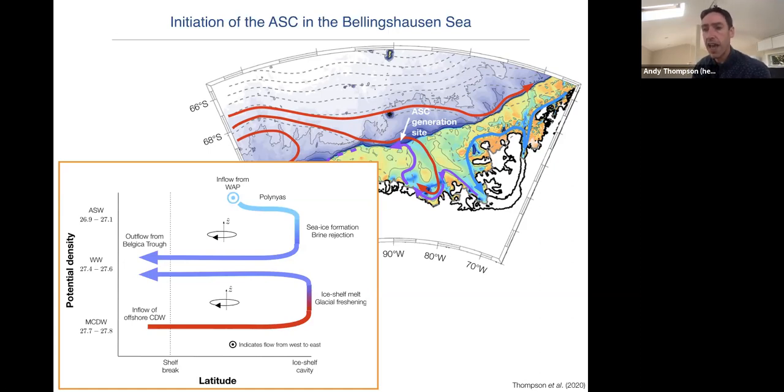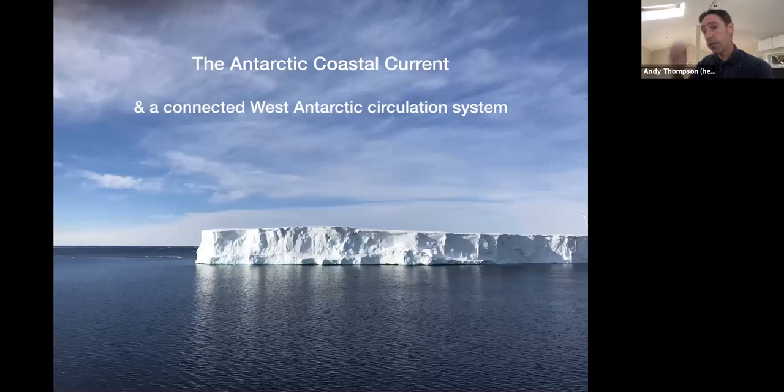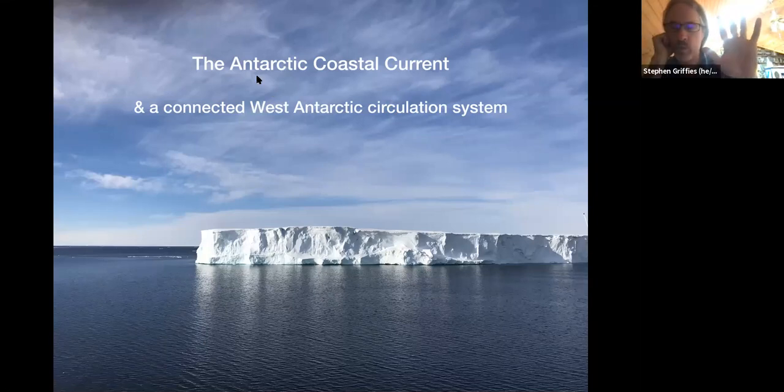For the second half, or the remainder of the time, I'm going to focus a little bit more on what's happening closer to the coast. So maybe I will pause just briefly to see if there are any questions before I continue. I have a question.